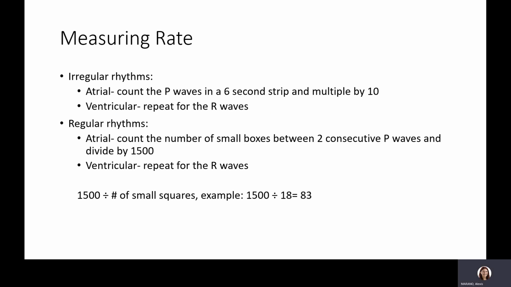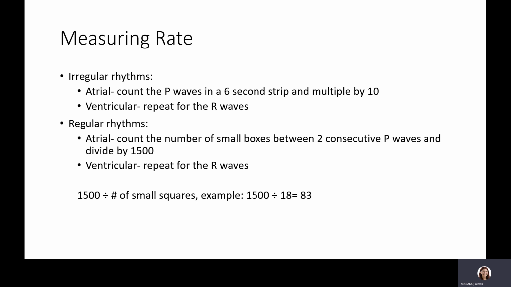Now, if we determine our rhythm is irregular, we're going to count the number of P's in a 6-second strip and multiply by 10. We have to make sure that we only have 6 seconds for this to work, okay? So if I have 9 P waves in a 6-second strip, then I'm going to multiply by 10, and then I'm going to go ahead and get a rate of 90. I'm going to repeat the same thing for the ventricular response for the R waves.